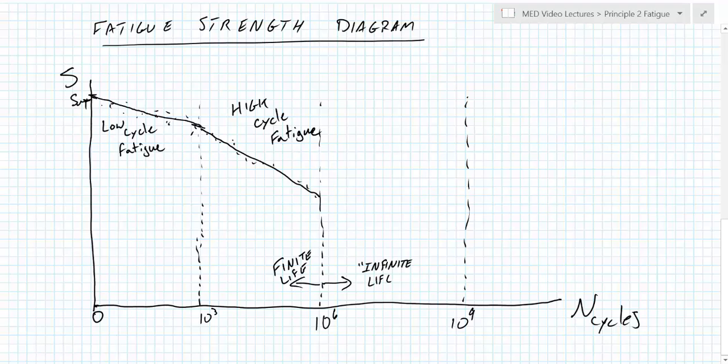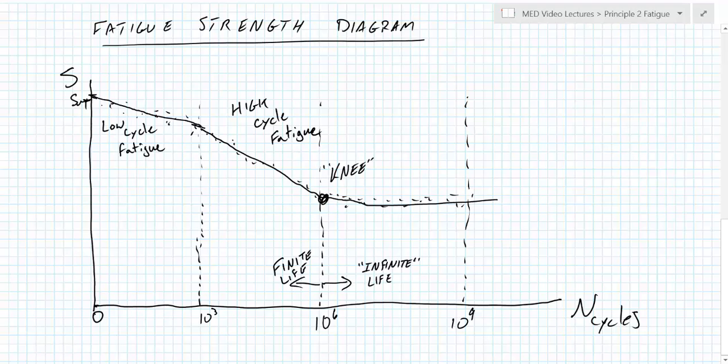Now it's not called infinite life because really it will last forever. What we mean is that likely the part will not have any failure. All right, so after 10 to the 6 cycles, if our stress is low enough, we find that for many materials, this slope tends to level out. So if we did some experimental values, they'd be all over the place. If we line fit, there's this knee. This is called the knee of the graph at 10 to the 6 cycles.